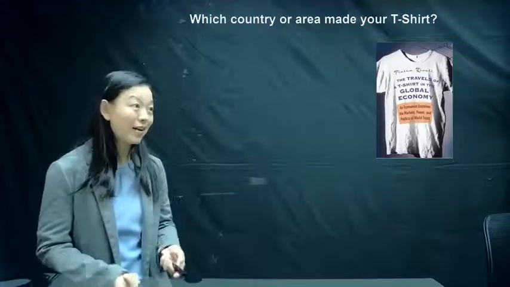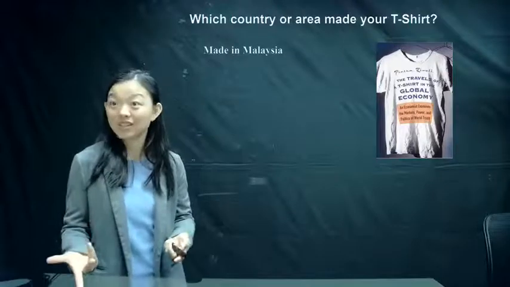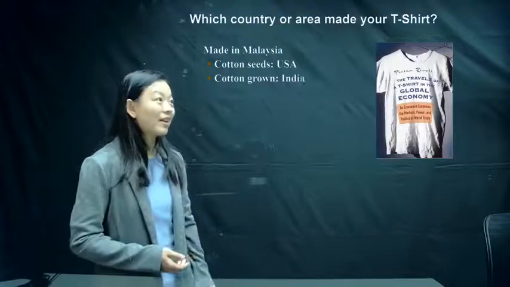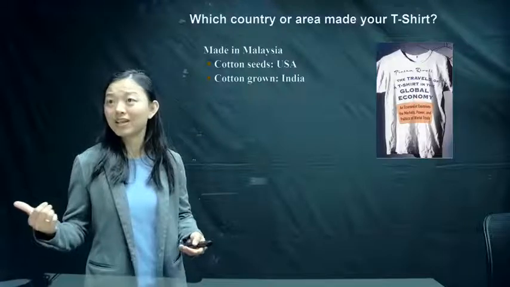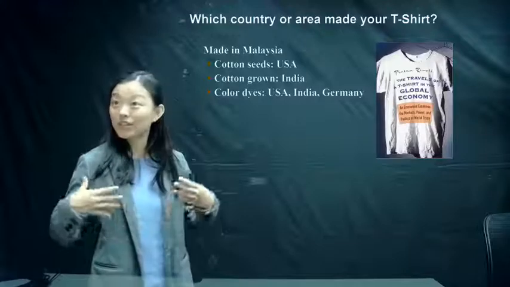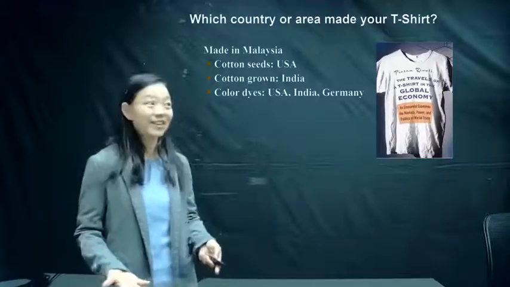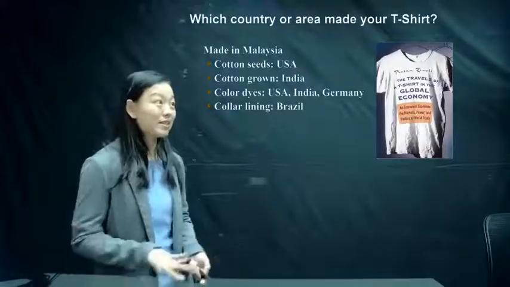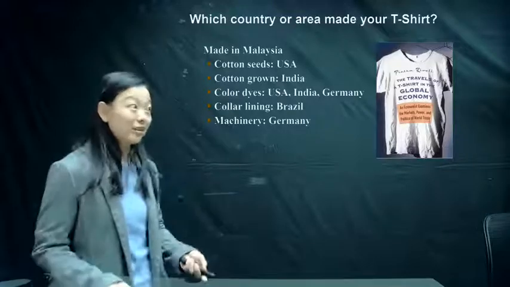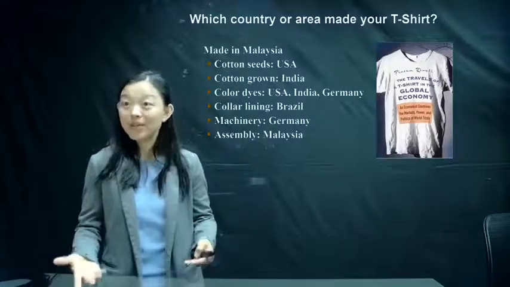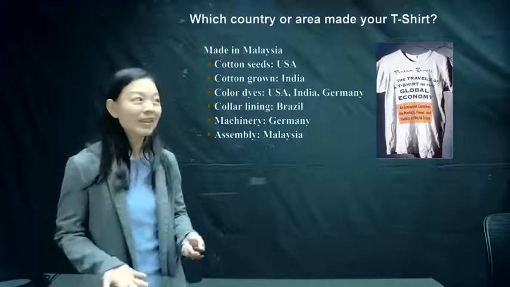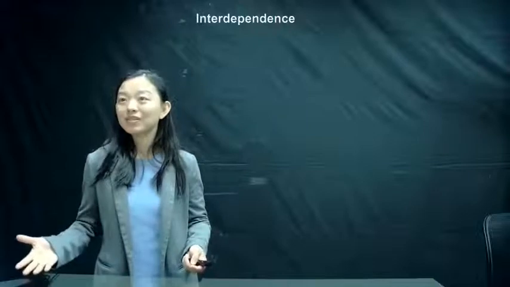However, if you dig a little bit more, you might find that maybe this t-shirt was made in Malaysia, right? However, the cotton seeds probably came from the United States. And the cotton probably grew in India, right? And then the dyes on the t-shirt may be from the United States, India, or Germany, right? And the lining may be from Brazil, etc. The machinery to make this t-shirt may be from Germany. And then finally, this t-shirt was assembled in Malaysia, right? So even for this very simple t-shirt, it involved the global economy. And this is what we like to say nowadays: people and nations are economically interdependent.